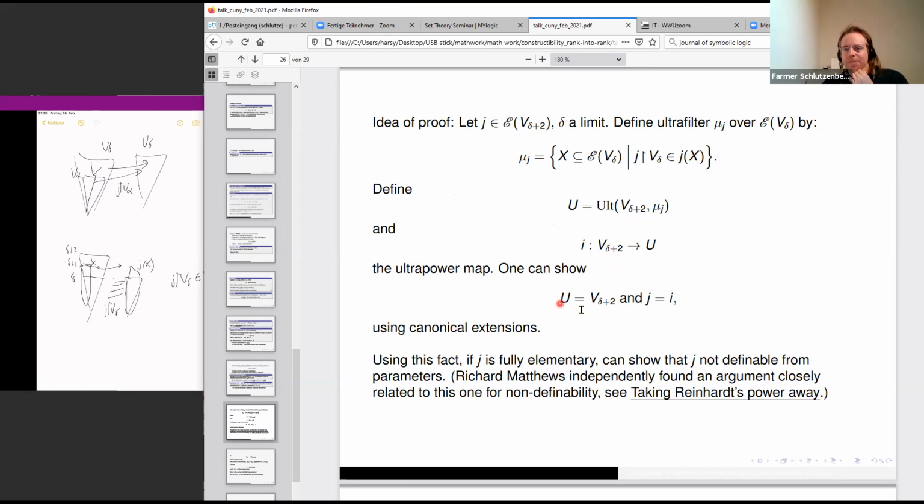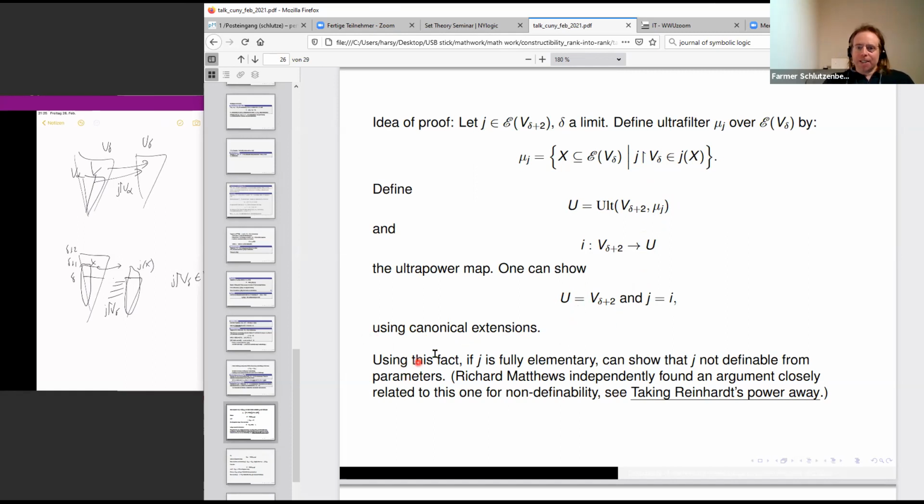The key idea in getting that these are equal, that everything in V delta plus 2 gets into the ultrapower, is that we have the canonical extension. J restricted to V delta gets into the ultrapower just because it's the seed, so it sort of automatically gets in. But from that we can compute J restricted to V delta plus 1, and then from J restricted to V delta plus 1 you can compute everything else basically. So this gives you the full V delta plus 2.